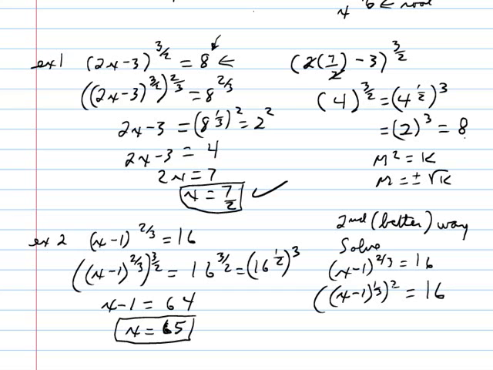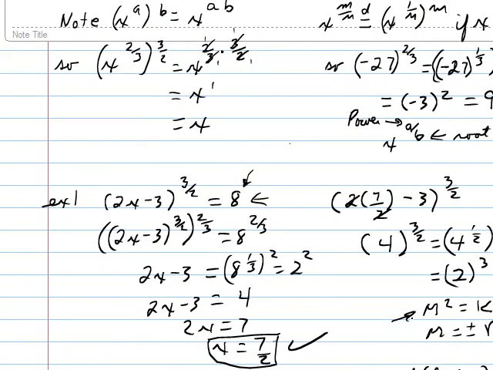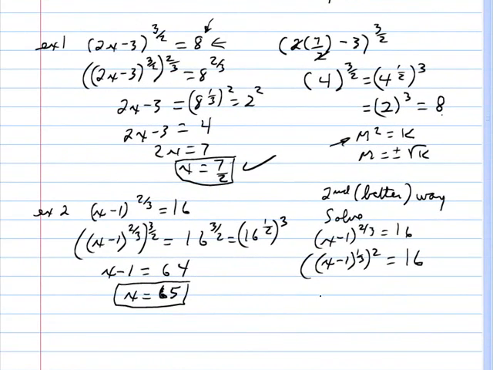Now I didn't do anything different to the left side. I just wrote it in a different form. That's why I'm not doing anything on the right side. I did not change the left side. X minus 1 to the 1/3 squared is exactly the same as x minus 1 to the 2/3. But now it's in the form m squared equals k, where m is x minus 1 to the 1/3. So I can write that x minus 1 to the 1/3 is equal to positive or negative the square root of 16, which is positive or negative 4.